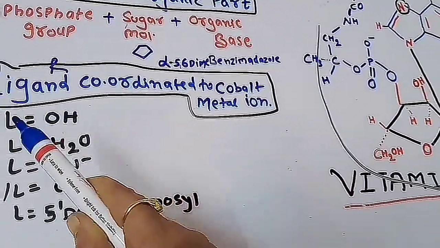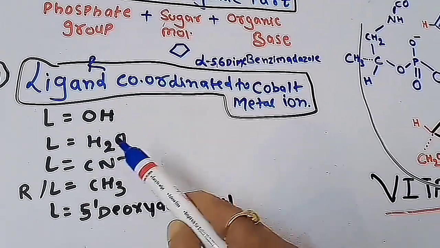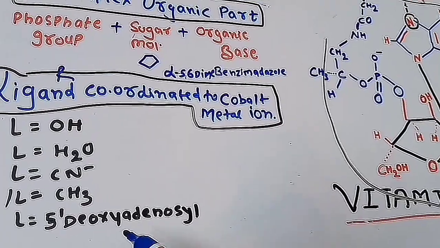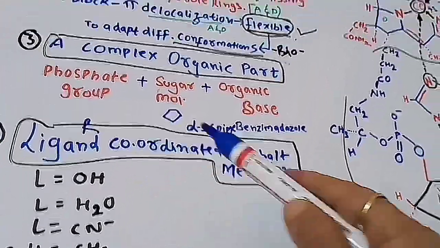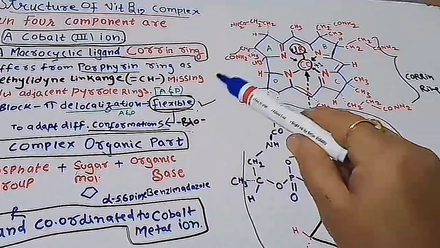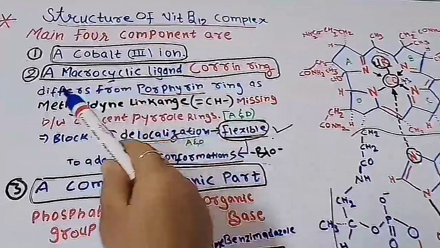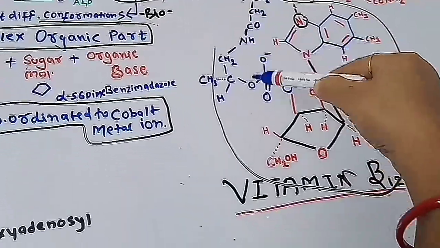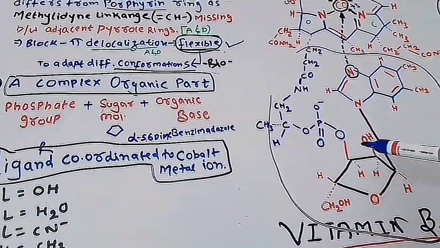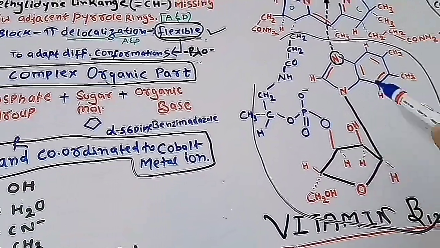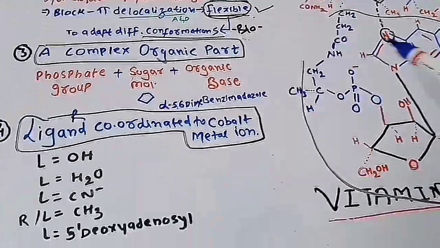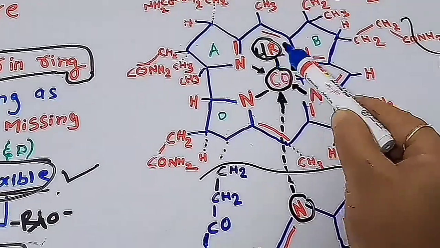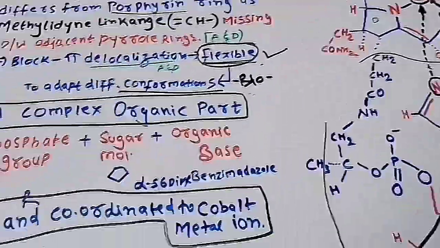We can say that the ligand can be your OH group, can be your H2O group, it can be your cyanide group, methyl group, or any 5-deoxyadenosine group. So the 4 important components of our vitamin B12 complex are: the first is our cobalt metal ion, second is our Corrin ring, third is the organic part, which is made up of a phosphate group, a sugar molecule, and an organic base, and the fourth important component is our ligand, which I have represented here with the R or L. So now let us see the details.